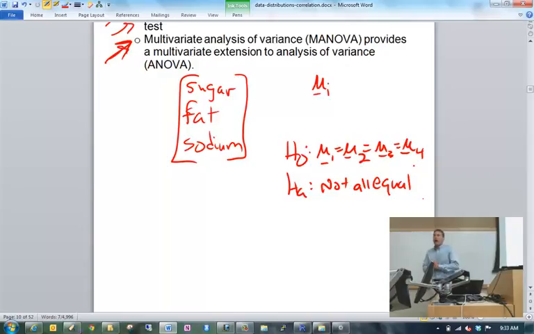Where now our null hypothesis is the mean vector for shelf 1 equal to the mean vector for shelf 2, all the way up to the mean vector for shelf 4. The alternative would be, well, at least one mean vector is not equal. That's what we would be interested in with that cereal data, or one thing that we'd be interested in with that cereal data. This is multivariate analysis of variance because I have mean vectors versus just scalars that you would have had in an ANOVA setting.